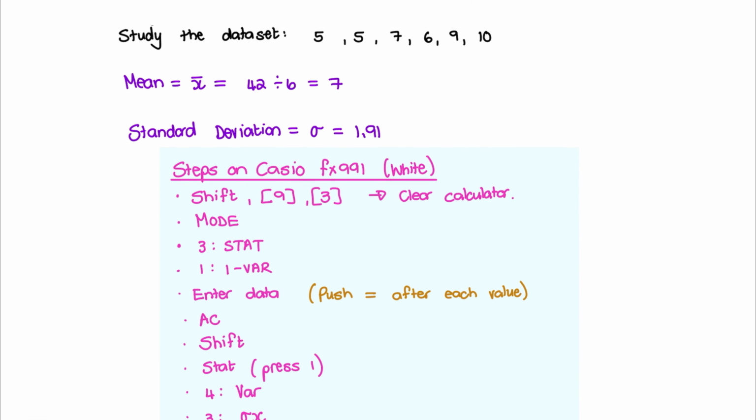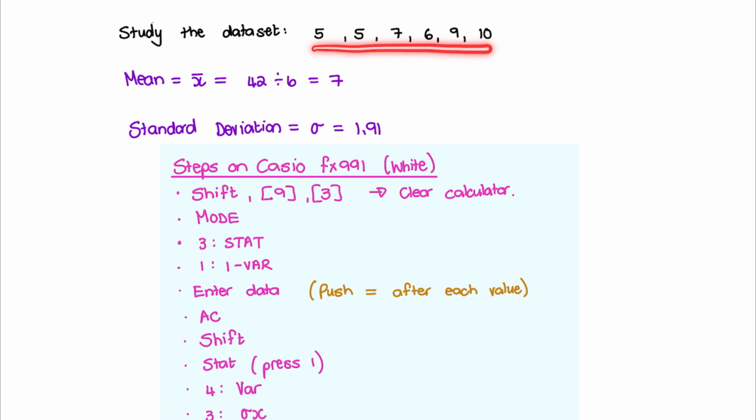So let's study the simple data set. We have 5, 5, 7, 6, 9, and 10. So that is our data set. In order to discuss the standard deviation, we first need to find the mean of the data. The mean is simply the average, and in the previous video, I showed you how to find the average. It is simply the sum of the data divided by the number of data points or values that we have. So that is 42 divided by 6, so the average here is 7.